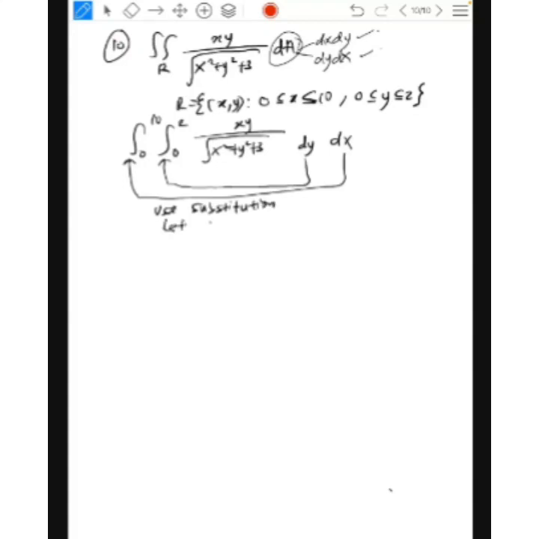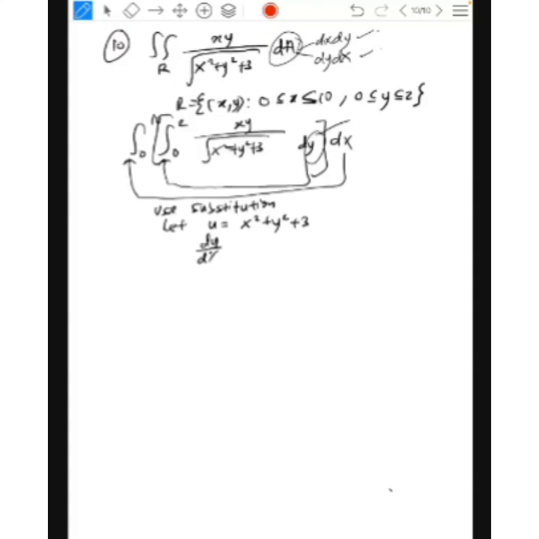Okay, we let u equal x squared plus y squared plus 3. Or you can take, as the hint said, the square root to be the substitution as well. So let's say I try this one first. Since I want to integrate with respect to y, I have to differentiate with respect to y as well for the substitution.